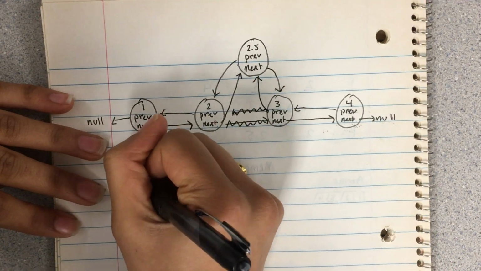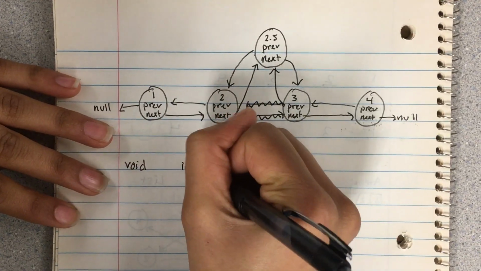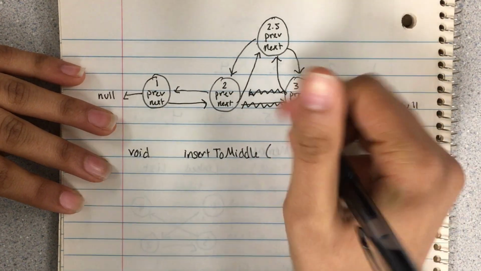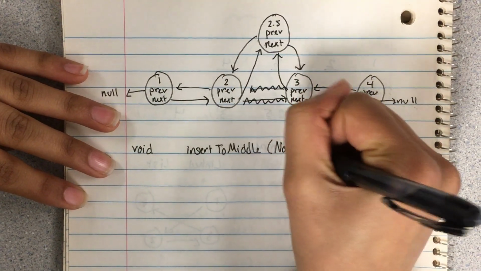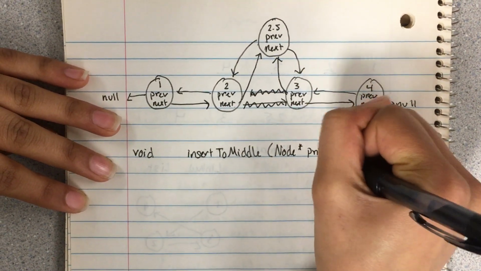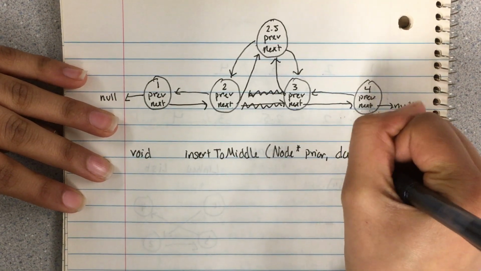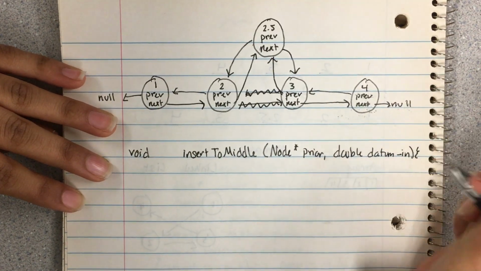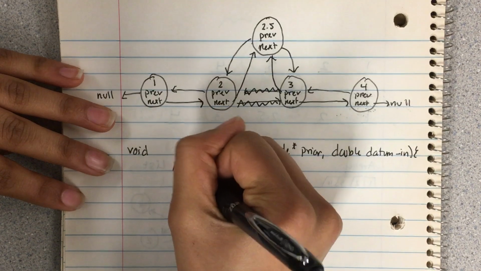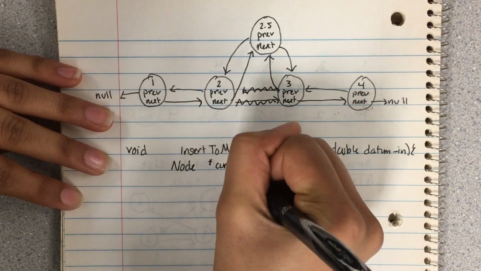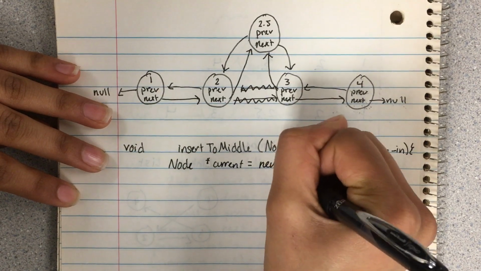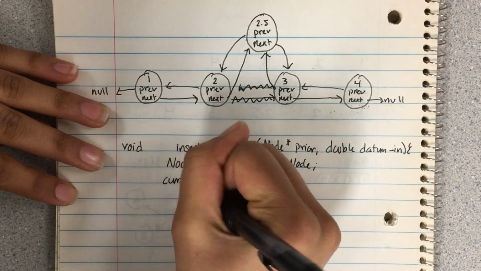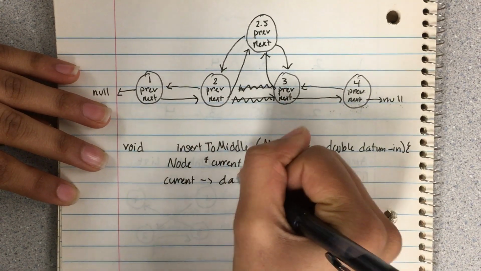Now let's write a function, let's call it insert to middle, to do this. Let's have it take a pointer to the prior element, which in our case would be 2, and a datum value. First, we would have to create our new node. We're using dynamic memory, so we would use the new keyword. We would have to set its datum value, which in our case would be 2.5.